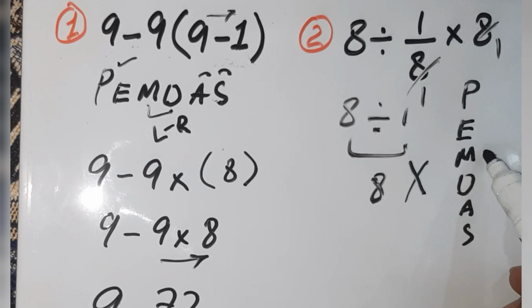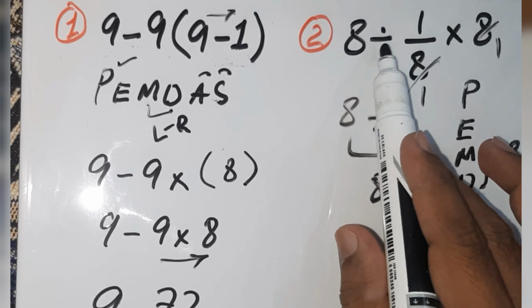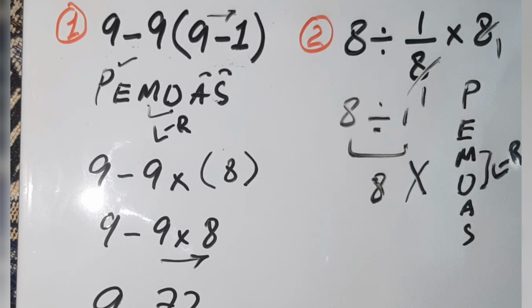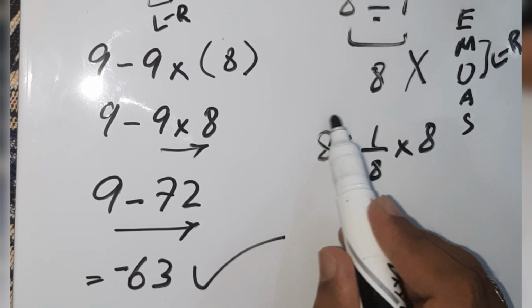And we know that multiplication and division have equal priority. Always work from left to right. So here in this expression there is only division and multiplication. So first we do division. Now first we write the expression 8 divided by 1 over 8 times 8. So first we do division.